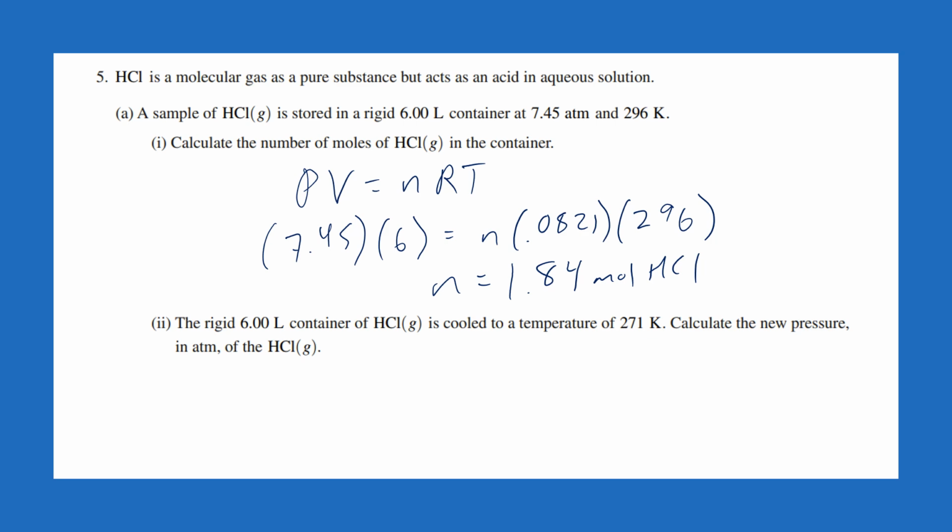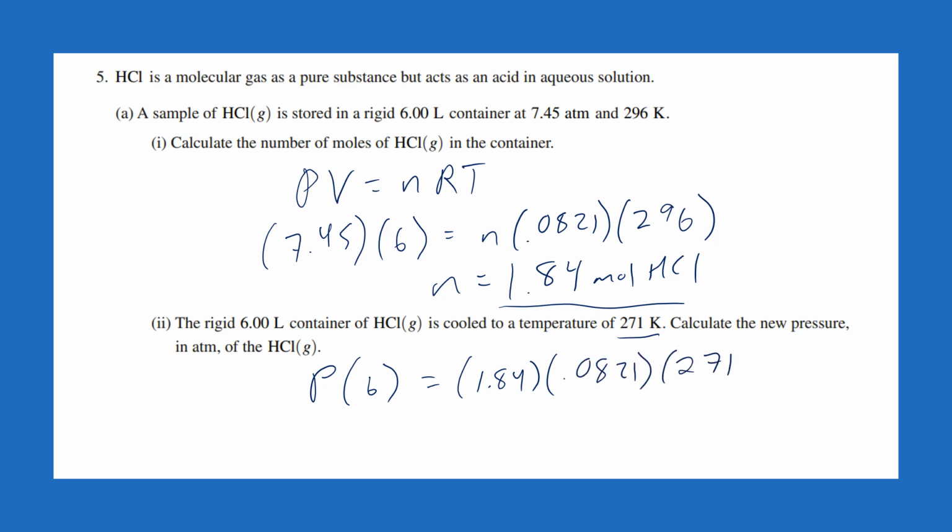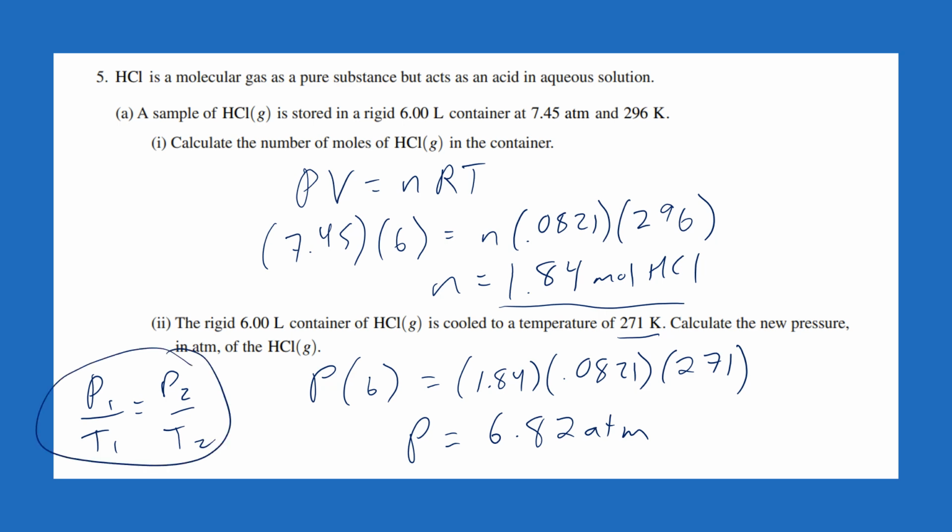Now we have a rigid 6-liter container. It's cooled to a temperature of 271. Calculate the new pressure. You could do this one of two ways. You could use the combined gas law, or you could assume that since you're cooling it, you still have the same number of moles. So I don't know pressure. Volume is 6. n is the same. R is the same. Temperature is now 271. If you solve for the new pressure, you get 6.82 atm. So that's using PV = nRT. Now if you use P1 over T1 equals P2 over T2, that's fine too. You'll get the same answer. But this equation is not on the formula sheet, whereas PV = nRT is.